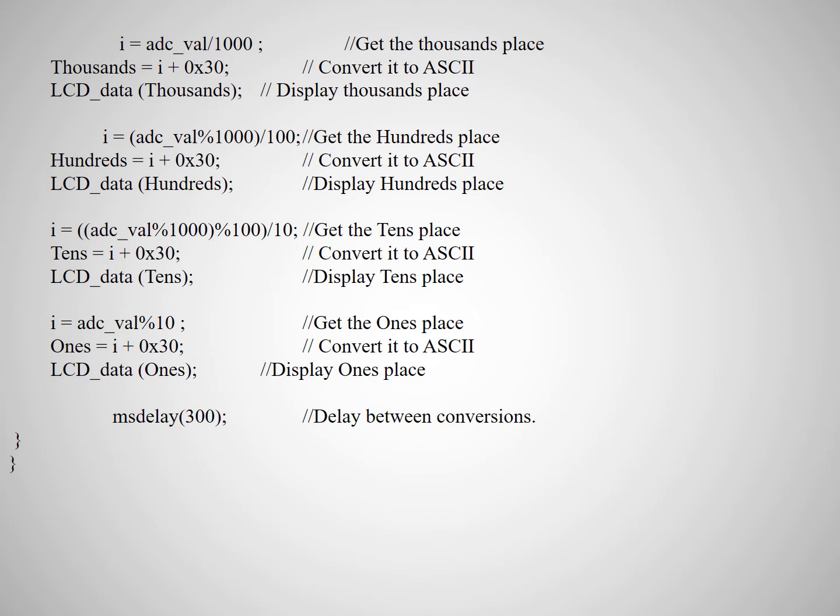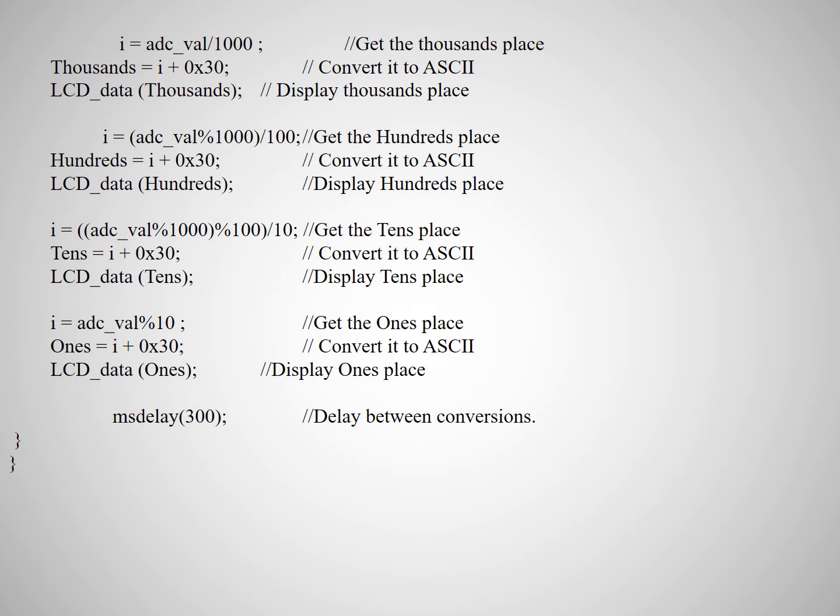Similarly, for the hundreds place you have to divide by 1000 and take the remainder. This sign represents the modulus, and then you have to divide by 100. Whatever value you get will be the hundreds place value; you have to add 0x30 and display that value. For the tens place, first of all you have to take the remainder of division by 1000, divide that by 100 and take its remainder, divide by 10 and take its quotient, plus 0x30 for the ASCII value, and you will get the tens value. And for the ones place, whatever the ADC_val has, divide by 10 and take its remainder, that will be the ones place, and display it.